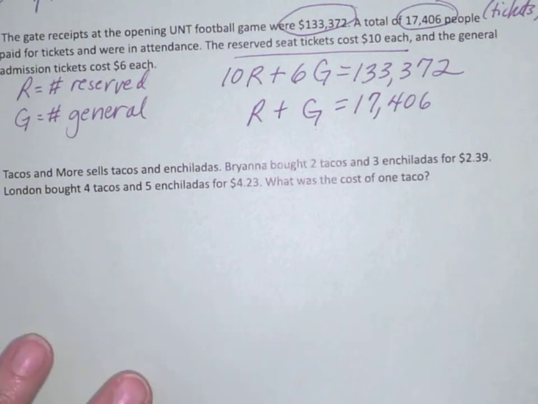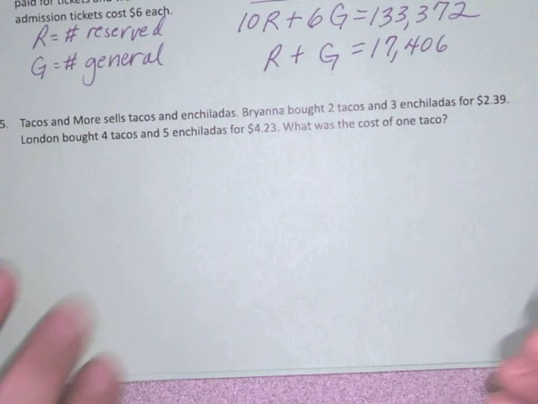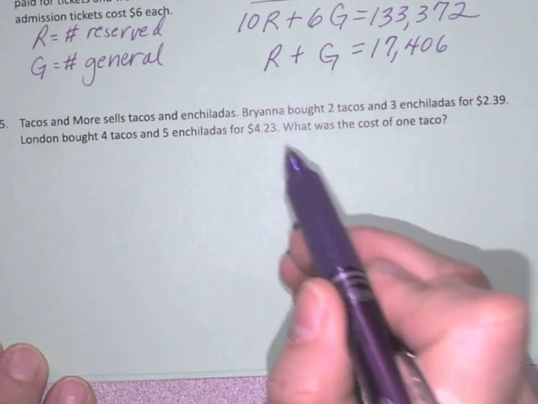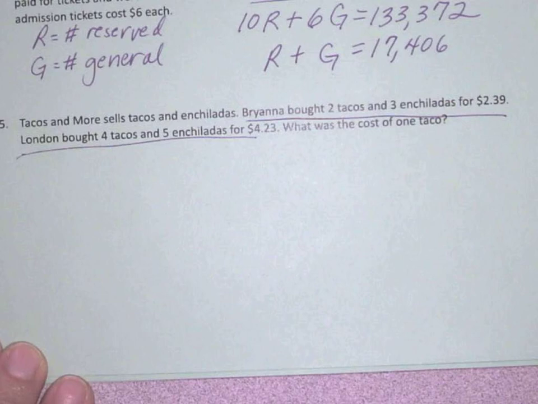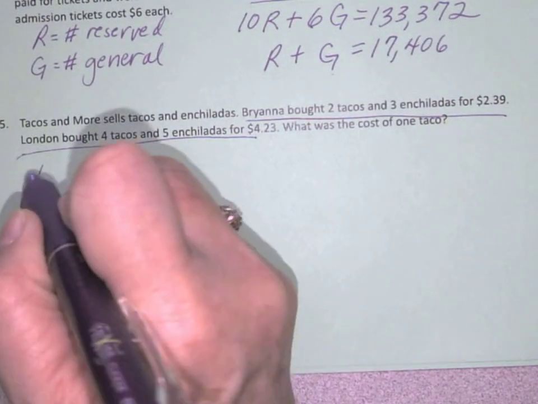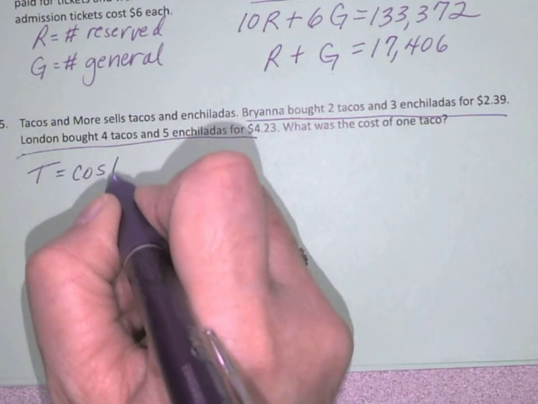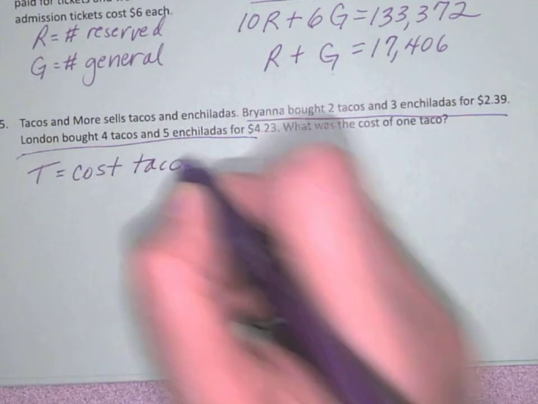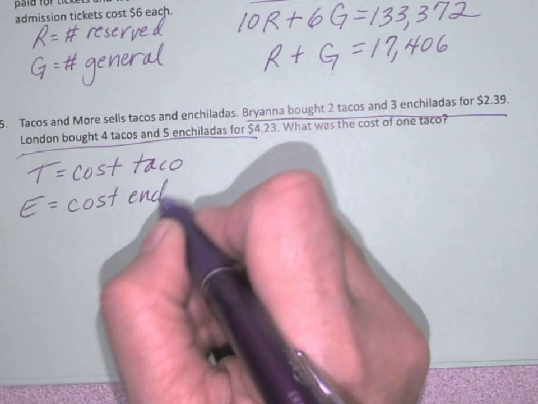All right, the last one, tacos and more. A restaurant sells tacos and enchiladas. Brianna bought 2 tacos and 3 enchiladas for this much. London bought 4 tacos and 5 enchiladas for that much. What's the cost? This is like the boat problem. So what do I want? The cost. So T is the cost of one taco. E is the cost of one enchilada.